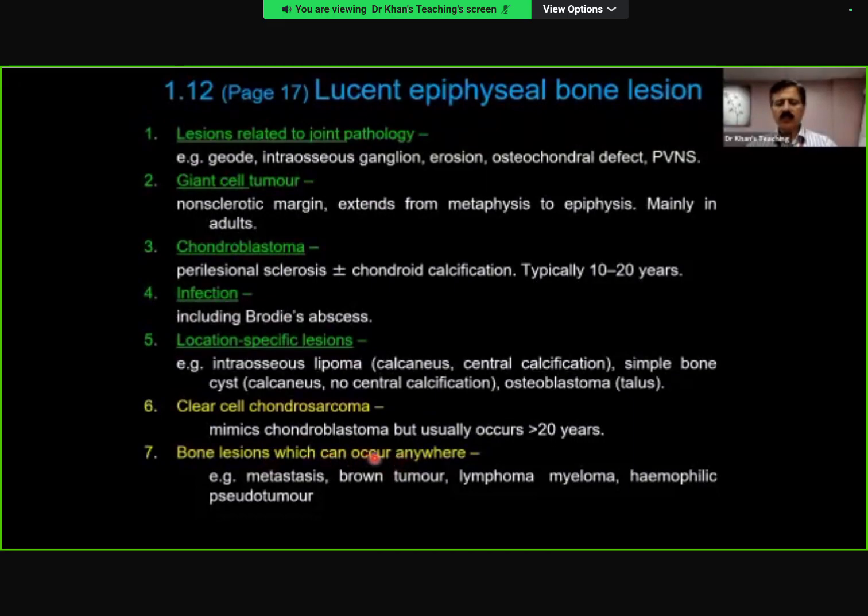Bone lesions which can occur anywhere: things like brown tumor of hyperparathyroidism, metastasis, lymphoma, hemophilic pseudotumor, and I think you can add here Langerhans cell histiocytosis, LCH, which we are going to cover.